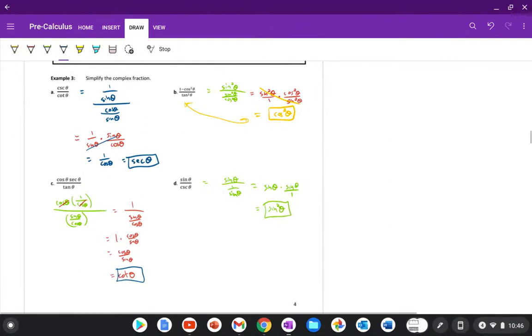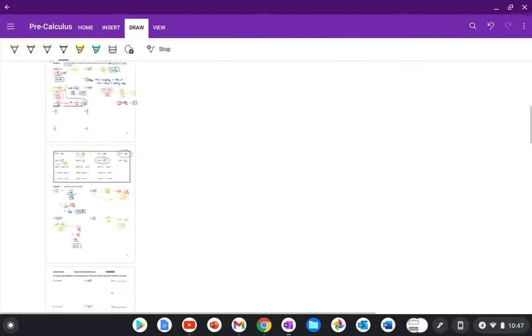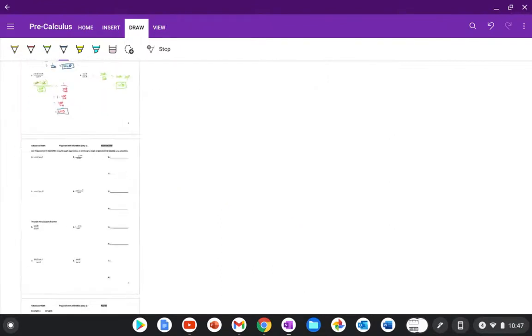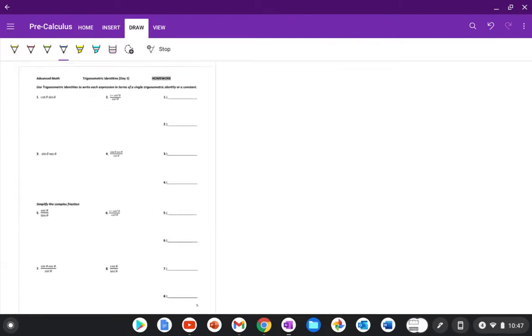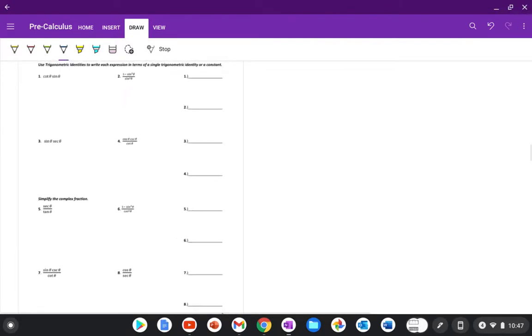All right, that does it. Good luck on those problems. You're going to have 8 problems, I believe. Yeah, 8 problems. Same thing we just did. It's about exactly the same thing. The last 4 are going to be complex fractions. The first 4 may or may not. All right, good luck with that.